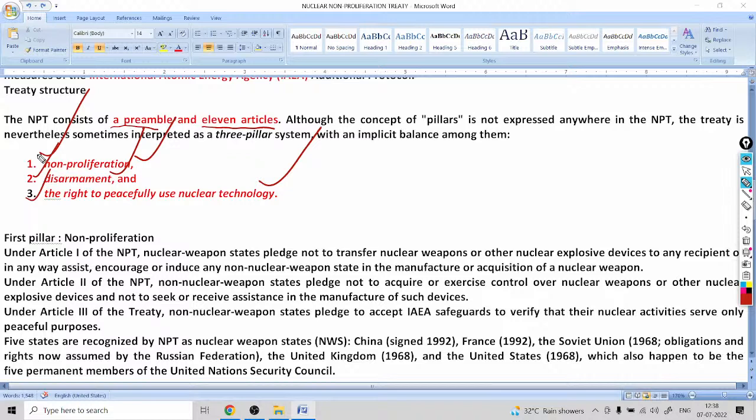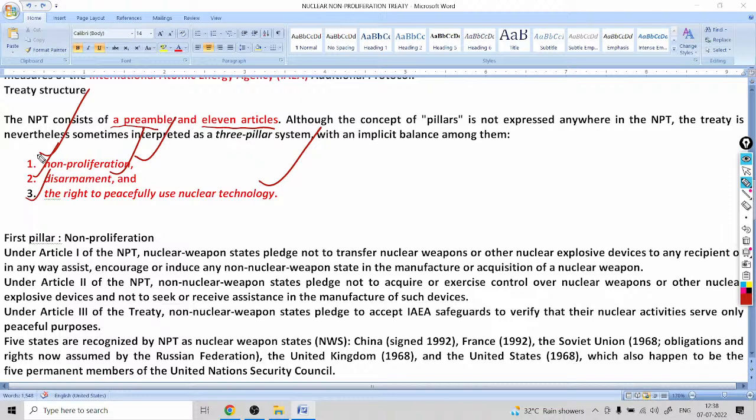This is a very important one, mentioned in Article 1. Very important provisions. So the nuclear weapon states pledged not to transfer nuclear weapons or nuclear explosive devices to any recipient, or in any way assist, encourage, or induce any non-nuclear weapon states in the manufacture or acquisition of nuclear weapons.